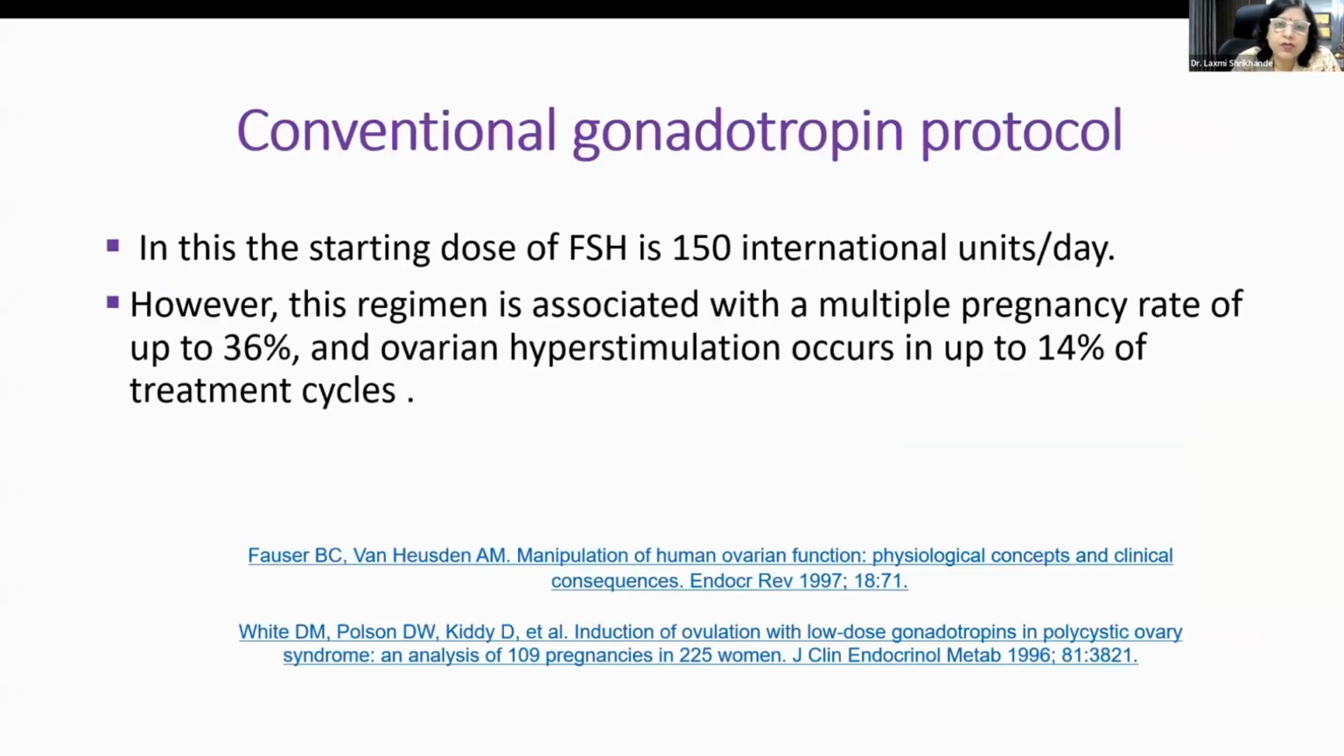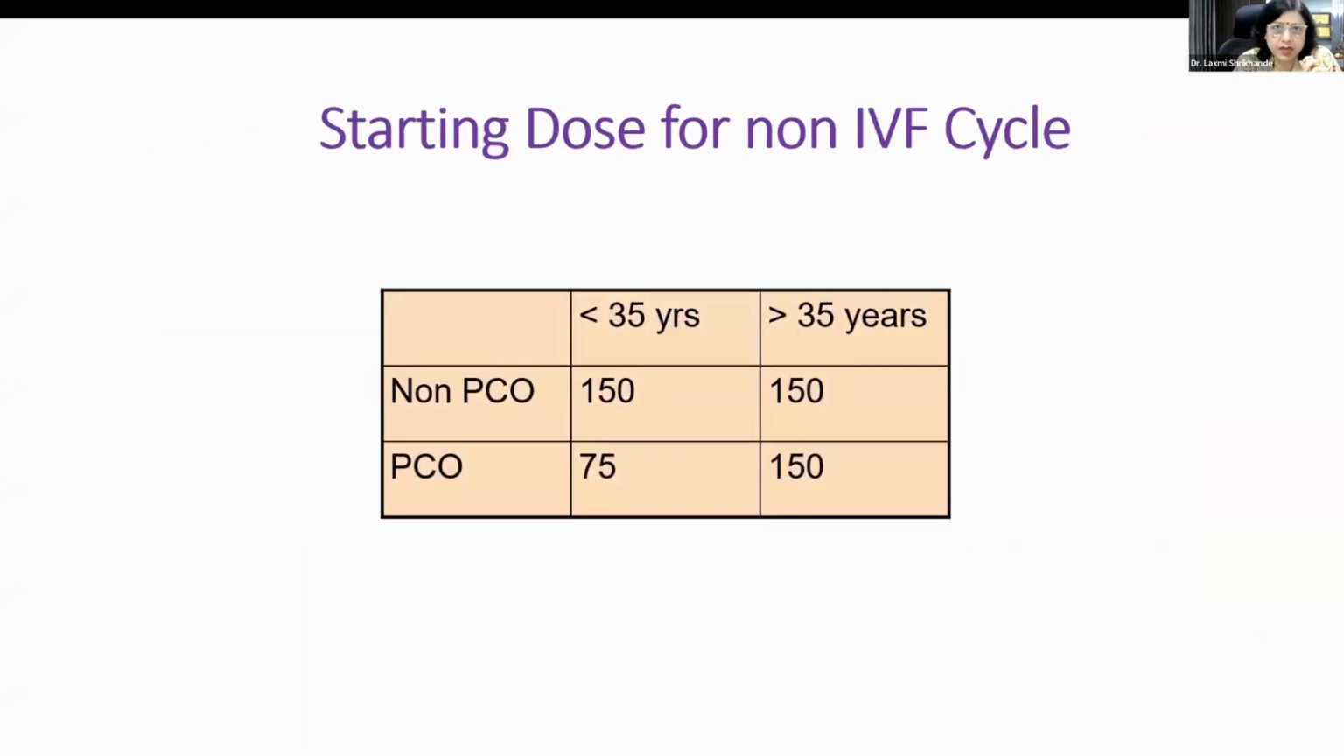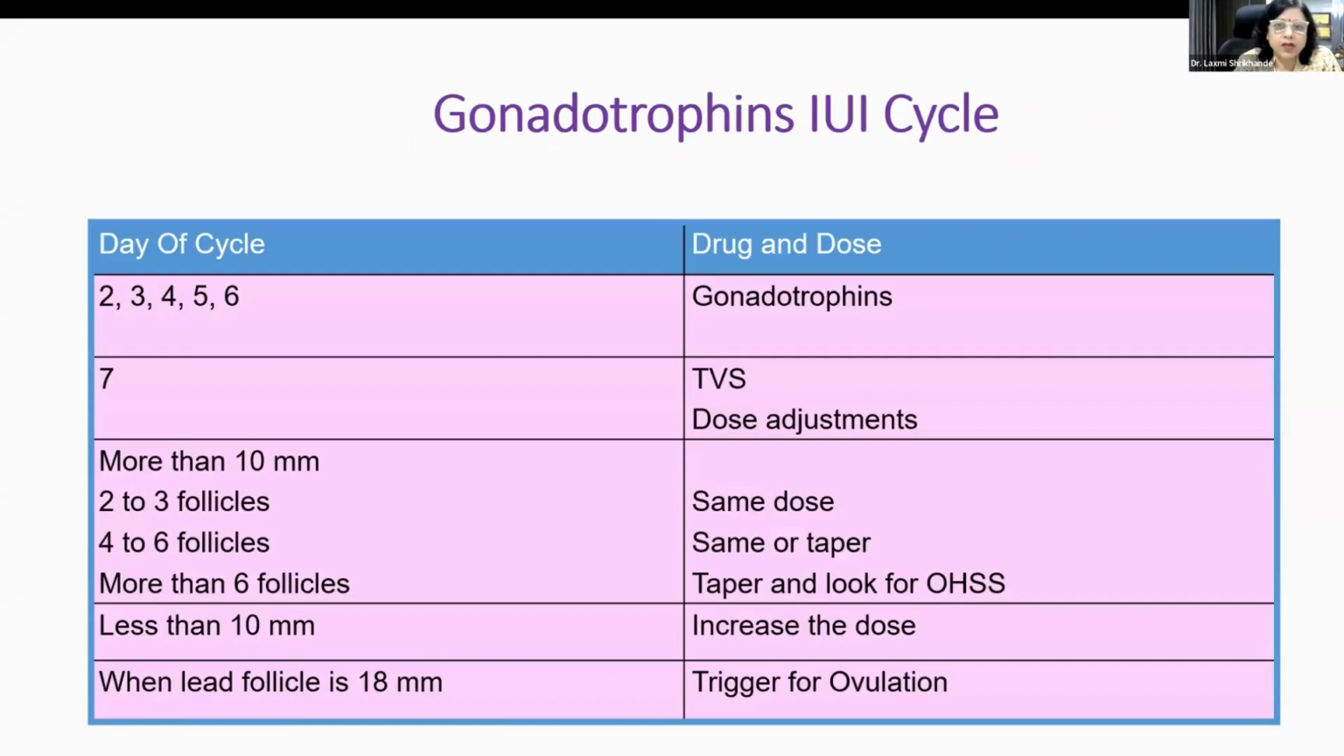There are various gonadotrophin protocols. In the conventional gonadotrophin protocol, the starting dose is 150 international units per day. However, this regimen is associated with a multiple pregnancy rate of up to 36% and OHSS risk is up to 14%. So just to make your life easy, if she's less than 35 years, non-PCO, you can start with 150, but if she's PCO, start with 75. If she's more than 35, whether she's PCO or non-PCO, you can start with 150.